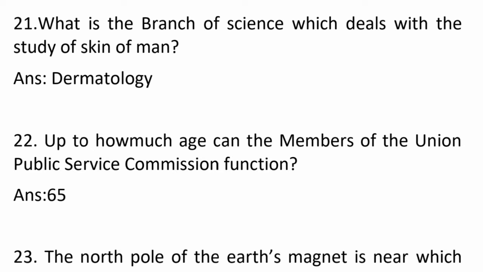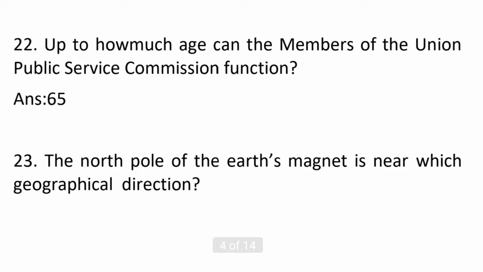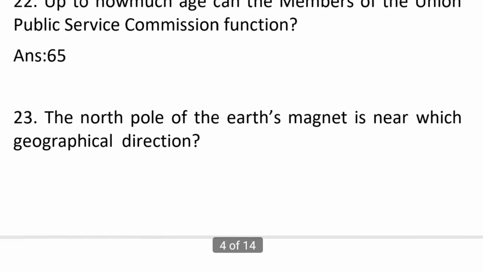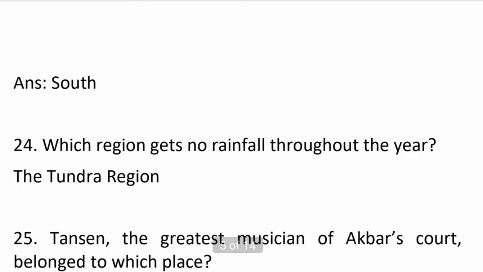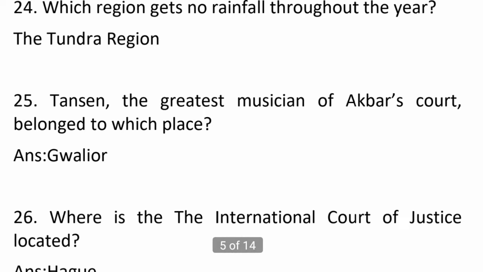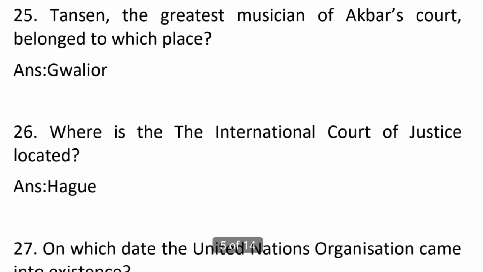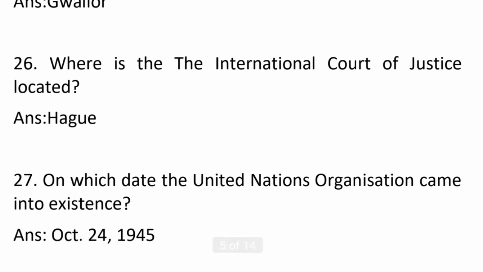The North Pole of the Earth's magnet is near which geographical direction? South. Which region gets no rainfall throughout the year? The tundra region. Tansen, the greatest musician of Akbar's court, belonged to which place? Gwalior. Where is the International Court of Justice located? Hague.